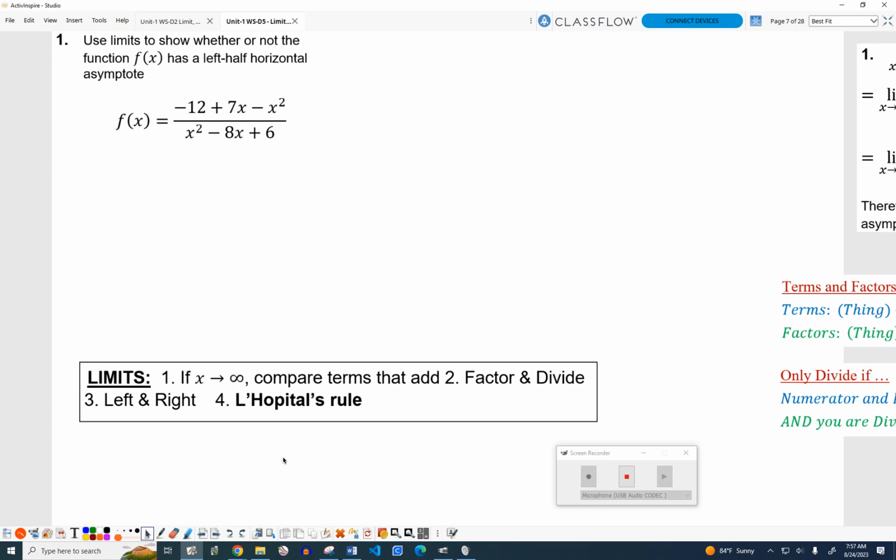It says use limits to show. The reason they say use limits is because horizontal asymptote and a limit as x approaches infinity are exactly the same thing. So in a previous class, I believe they used the word end behavior, if that's familiar. Okay. They won't use that in AP Calculus. They'll just ask, is there a horizontal asymptote?